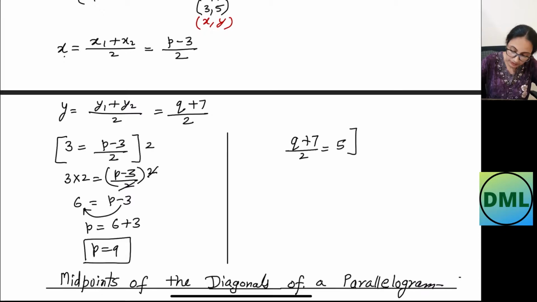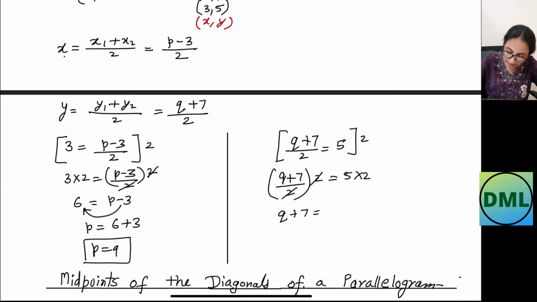Now I will multiply this full equation with 2. So it will be (q plus 7) by 2 multiplied by 2 is equal to 5 times 2. So 2 will get cancelled from 2 here. So q plus 7 is equal to 10.